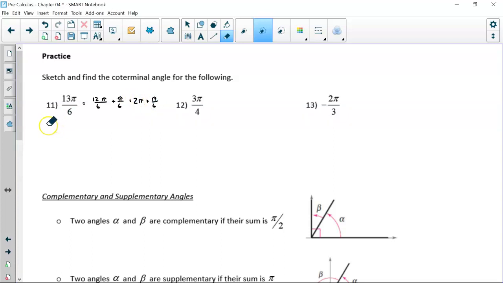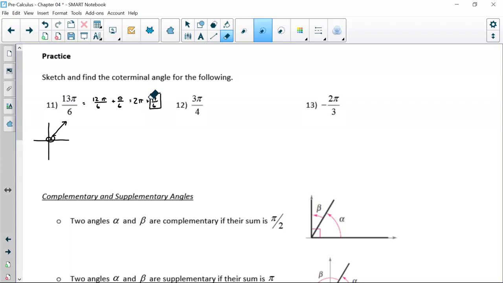So making a sketch of this is going to help us visualize. We're going around this circle twice, or excuse me, once. And then we have pi over 6, which would be in quadrant 1. So one of our coterminal angles, the positive one, is pi over 6. That's like our basic angle, pi over 6.